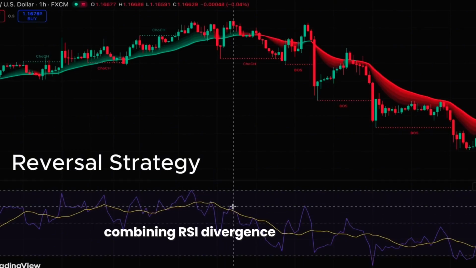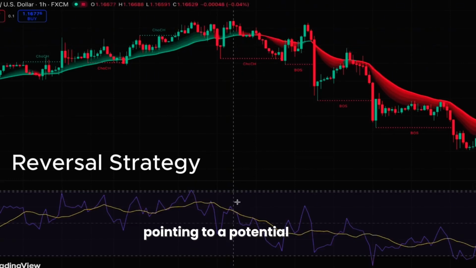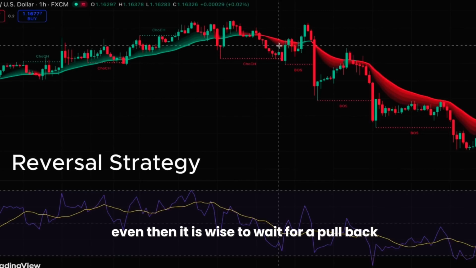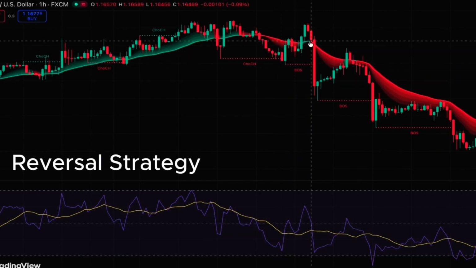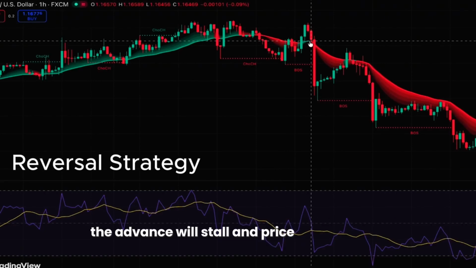Combining RSI divergence, a CHoCH mark, and a red cloud gives you three aligned signals pointing to a potential reversal. Even then, it is wise to wait for a pullback to see how the market balances upside and downside momentum. If the reversal is genuine, downside momentum dominates. Otherwise, the advance will stall and price will move lower.